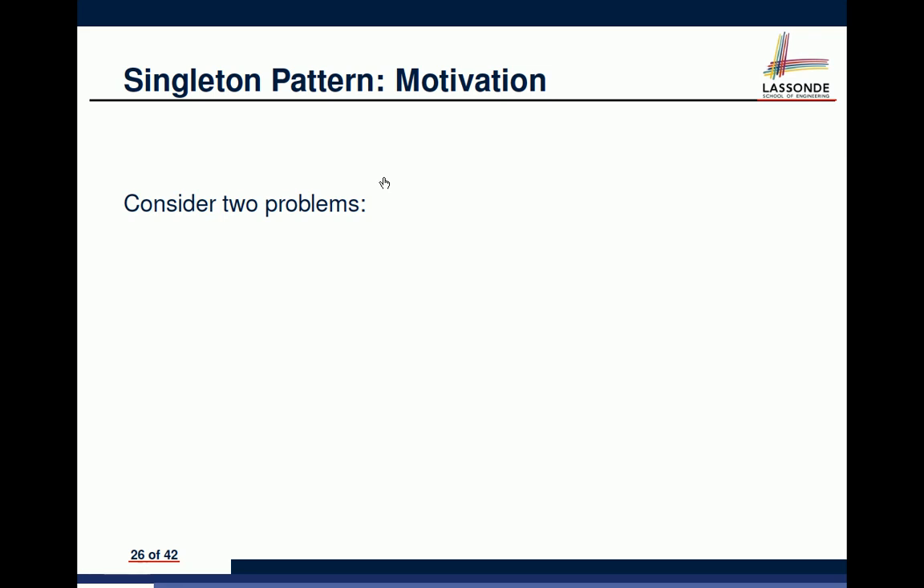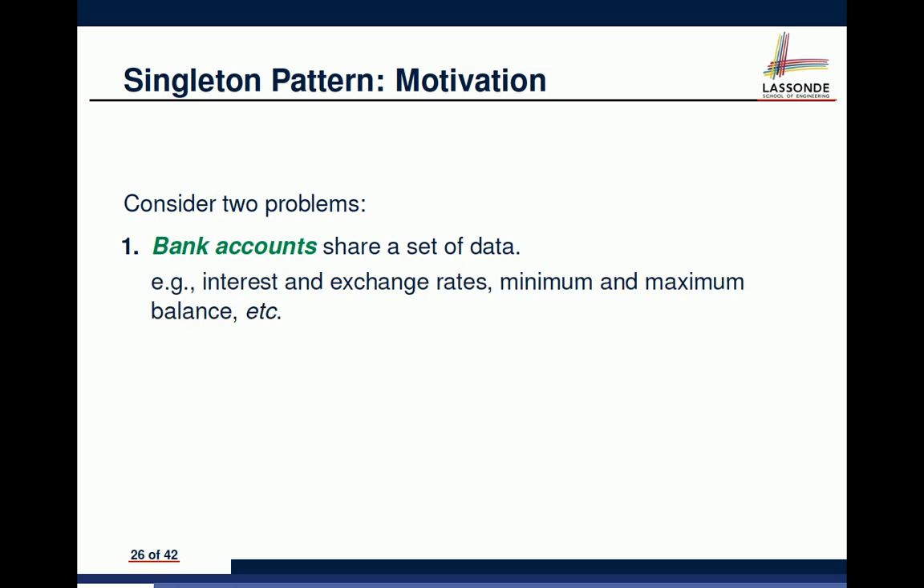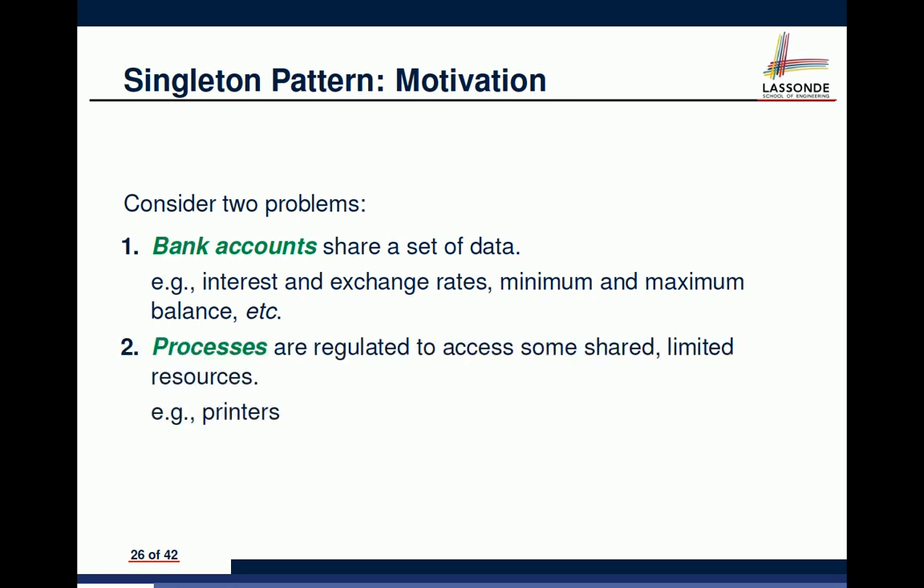Number one, let's say we talk about bank accounts, right? For the bank accounts, we've got various data. You might have interest rate, exchange rates. You also have minimum balance and maximum balance, stuff like that. So these are the data that every account might have to share. Also, for those of you who took the operating system class, we talk about processes, right? Sometimes you may want to have some shared resources among the threads or among the processes. That's another scenario. Let's say you have a single printer to be shared among processes. So now let's consider one design, and we will criticize it together.